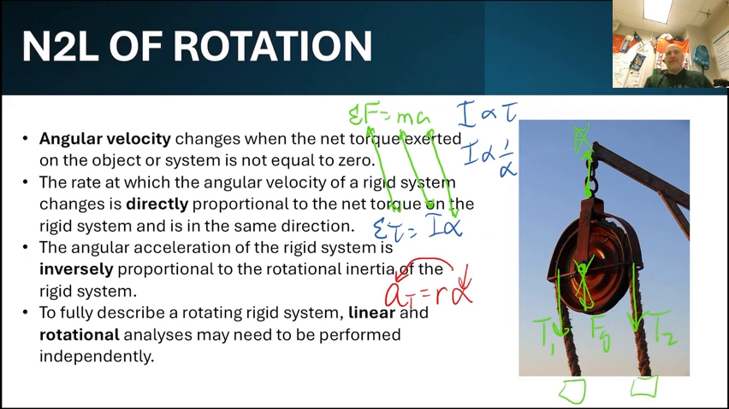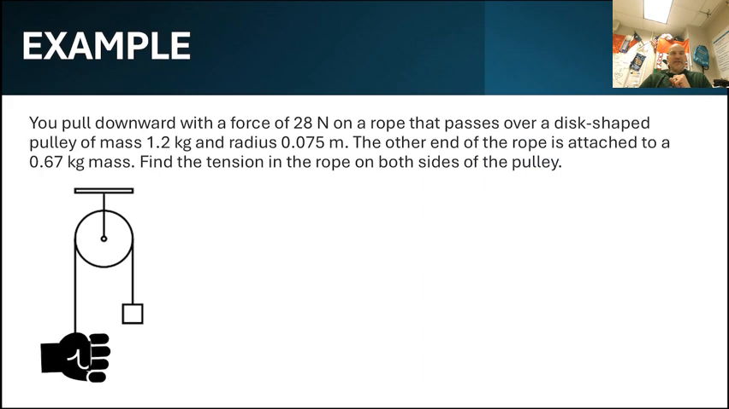So they would bring in Atwood machines, and you would have to do free body diagrams for the blocks that are hanging off as well as the pulley. The blocks would be forces, and the pulley would be rotation. But T1 and T2 come from the blocks that are hanging off of it. All right, so let's see this in action.